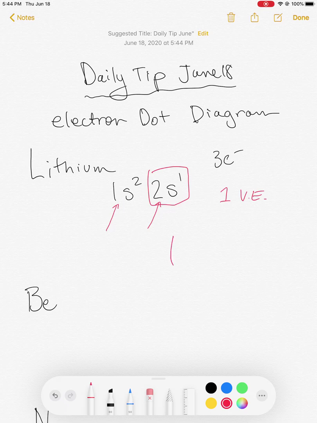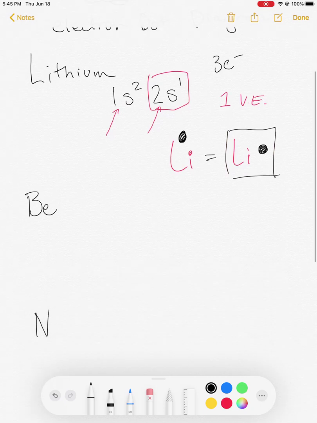And that is what we show in the dot diagram. So lithium has 1 dot. Okay, I really don't care if you make the dot on this side or on this side. I don't care what side it's on. So lithium, and in fact, everything in group 1 has a dot diagram with 1 dot.